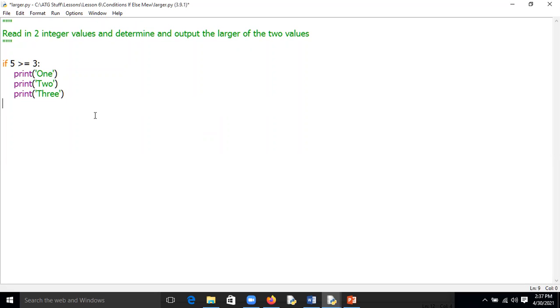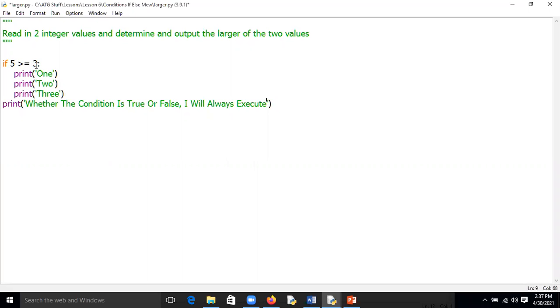Now watch what I'm going to do. Notice my cursor is now in line with the if, and I'm going to add a print that says, whether the condition is true or false, I will always execute. Check it out. So what's my condition?